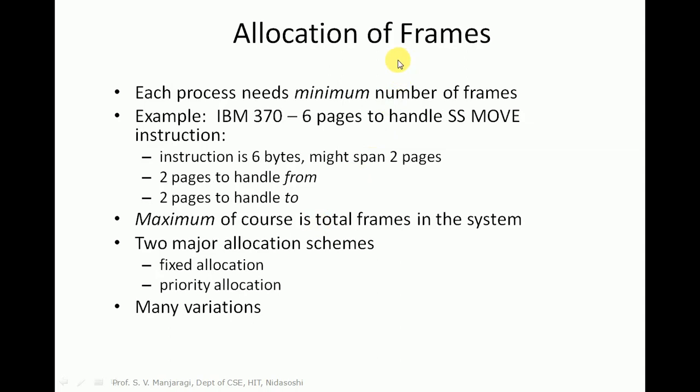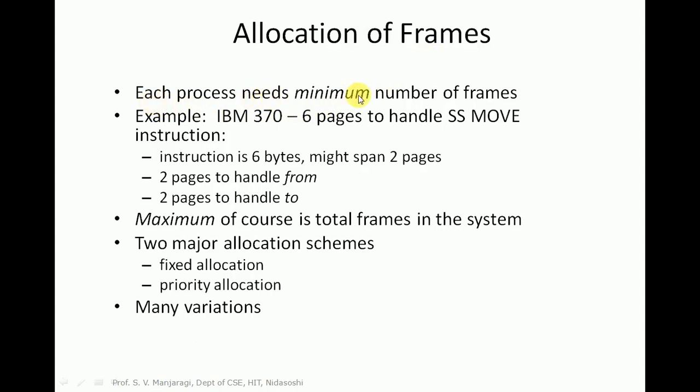Next, we shall look at allocation of frames. What is allocation of frames? These are basically frame allocation algorithms. How many frames do we need to allocate to a process? That will be decided by the frame allocation algorithm. There are different strategies we can adopt for allocation of frames. It decides how many frames we need to allocate to the different processes that are in memory.